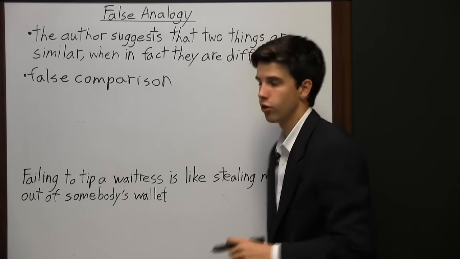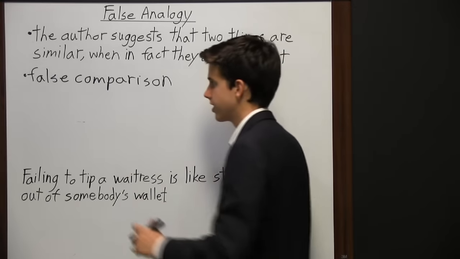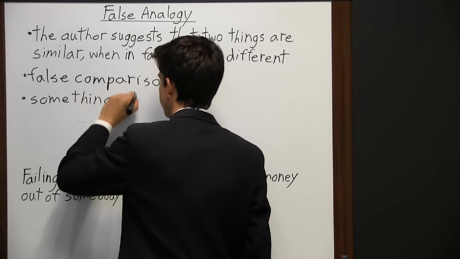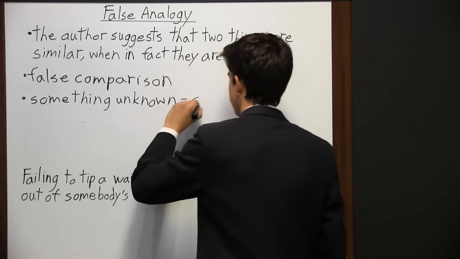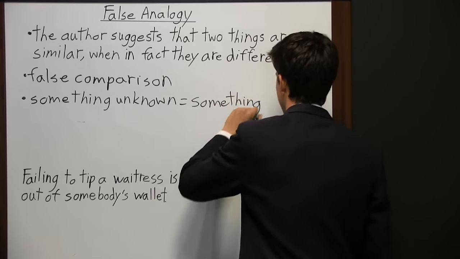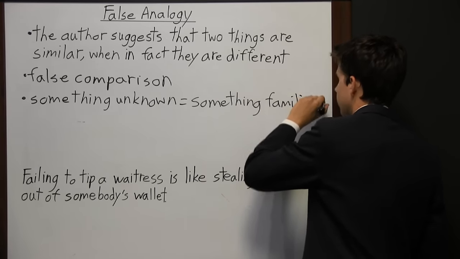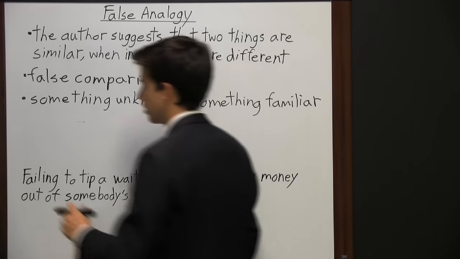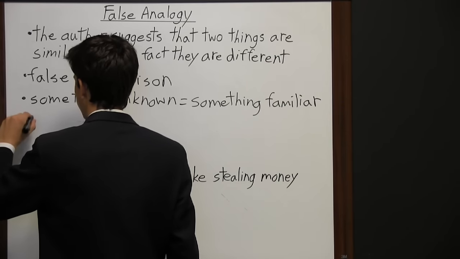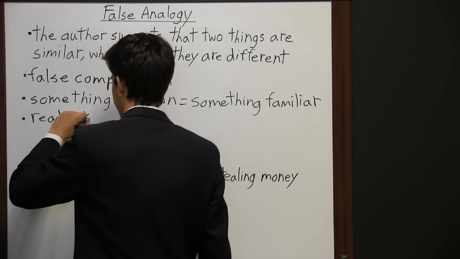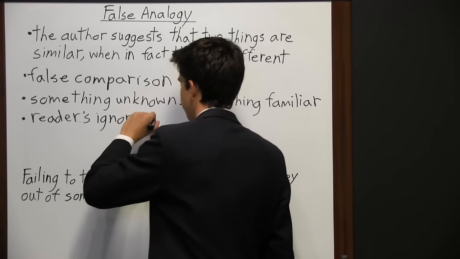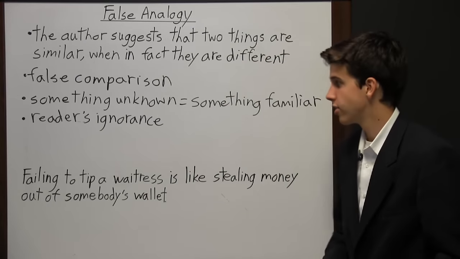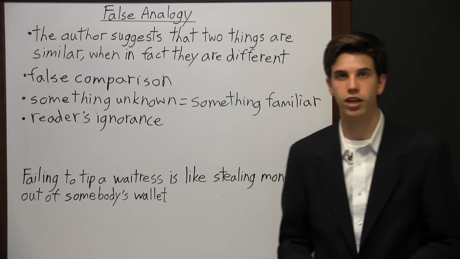So many times an author uses a false analogy when they're trying to convince the reader that something unknown is like something familiar. So the author is taking something unknown to the reader and comparing it to something familiar. Now, here, the author is taking advantage of the reader's ignorance. Because, like I said, this is comparing something unknown with something familiar. So the reader is not familiar with this unknown thing that we're talking about. So because of that, the author is able to take advantage of the reader's ignorance.